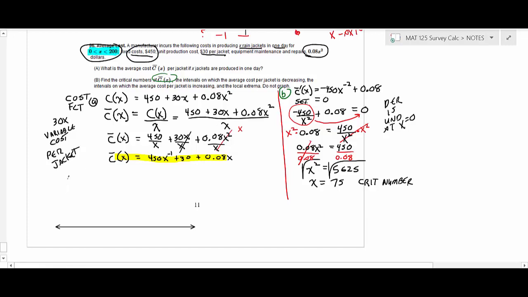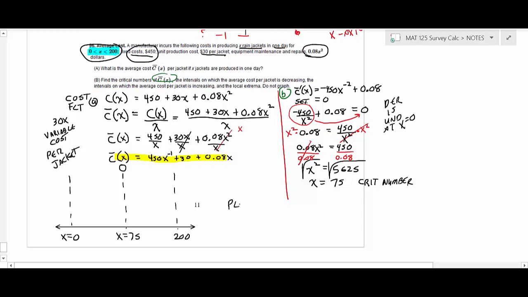And all we need to worry about is x equals 0. We're going to go out to 200 because we're only supposed to look at this graph from 0 to 200. And then we'll look at x equals 75, where that derivative is 0. Okay. Then what we're going to do is test points, like we've been doing.